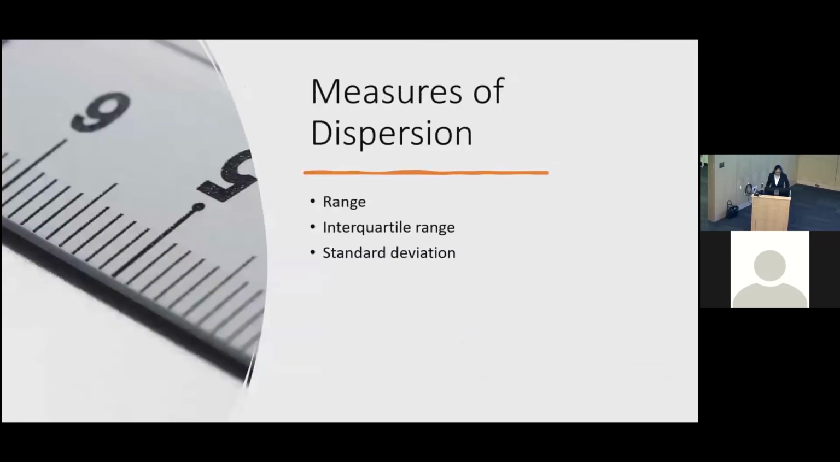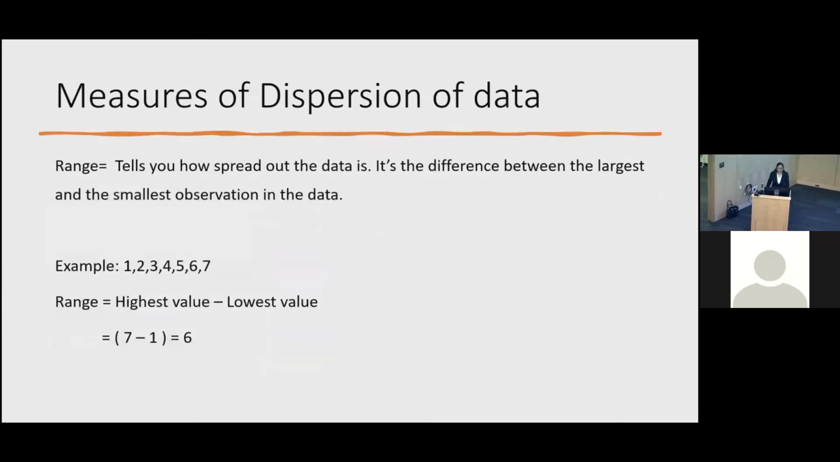So let's look at some of the measures of dispersion. Range, interquartile range, and standard deviation are some of the common measures of dispersion. Range basically tells you how spread out your data is, and it's the difference between the largest and the smallest observation in the data. For example, you have 1, 2, 3, 4, 5, 6, 7. The highest value is 7 and the lowest is 1. So all you have to do is subtract 7 minus 1 to give you the range, 6 here.